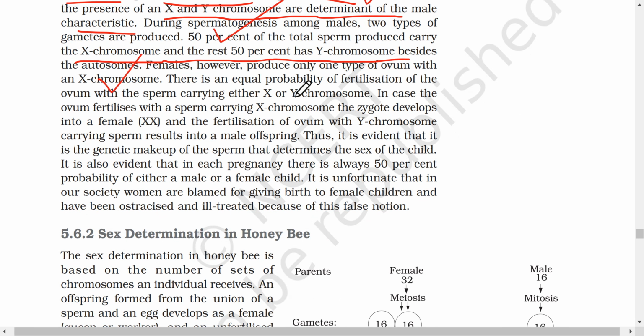हाँ, एक ही है. There's an equal probability of fertilization of the ovum with a sperm containing either X or Y. In case the ovum fertilizes with a sperm carrying an X chromosome, the zygote develops into a female. Ovum तो static है, उसमें हमेशा X ही आएगा. Now about the sperm, it can have either X or Y. If it's X, then it's a female. If it's a Y-carrying sperm, it results in a male offspring. Thus, it is evident that it is the genetic makeup of the sperm that determines the sex of the child. It is also evident that in each pregnancy, there's always a 50% probability of either a male or a female child.